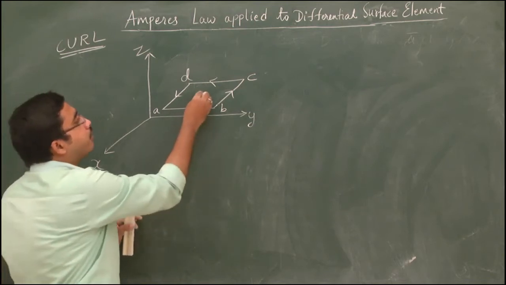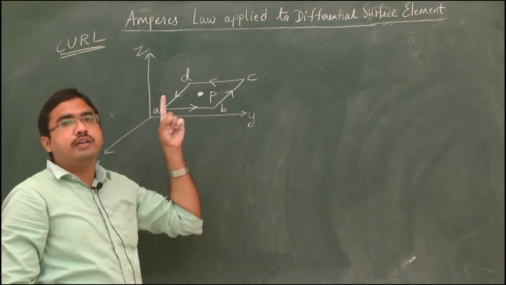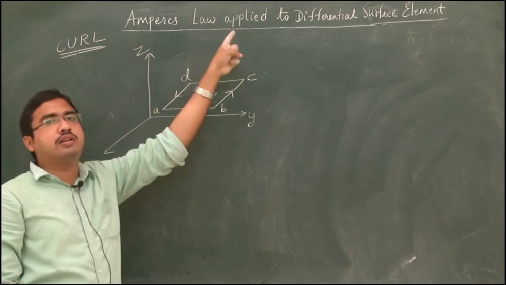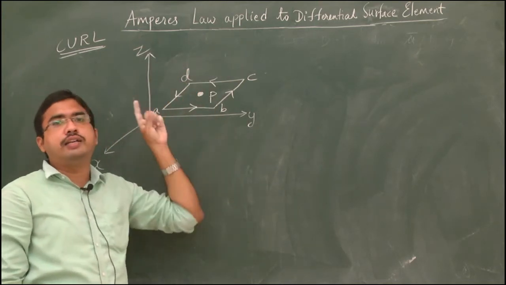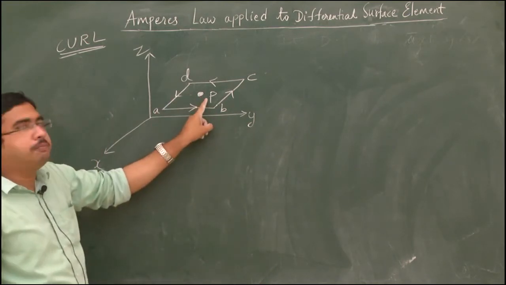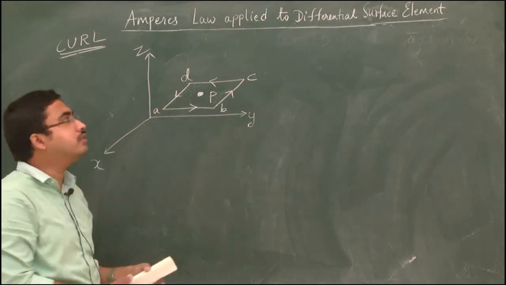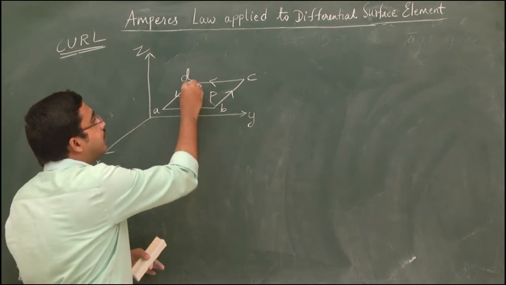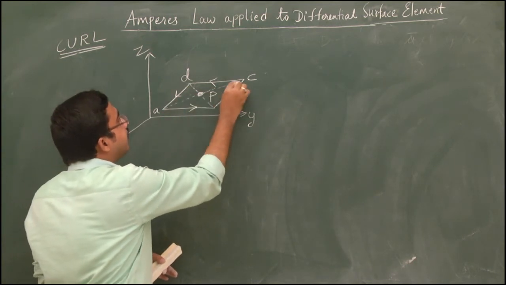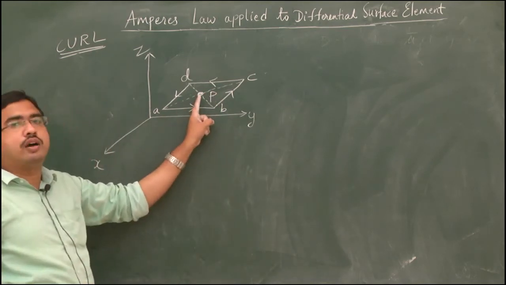Now let us consider a point P. What is our aim? By using Gauss law, we should find the electric flux density D bar at some point P. By using Ampere's circuital law, we should find magnetic field intensity H bar at some point P. Let us take that this point P is exactly at the center of this Amperian path that you are considering. That means exactly at the center means it should match the dimensions.